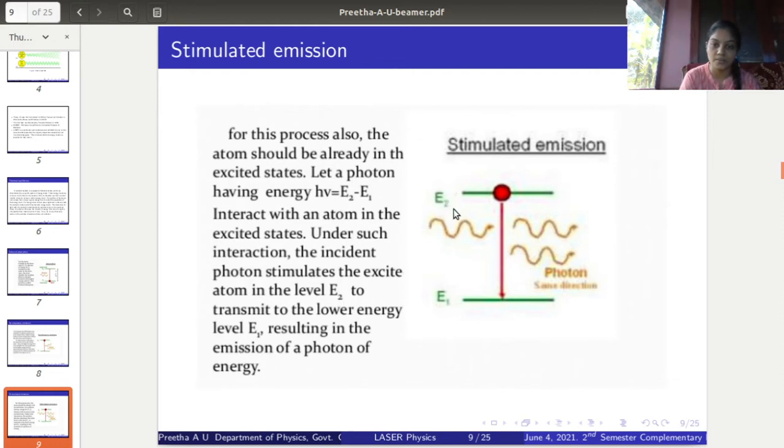These photons stimulate the emission of radiation by this atom. That's why it's known as stimulated emission. But spontaneous emission occurs naturally. It does not need any external photon to trigger this emission. So that's the difference between spontaneous emission and stimulated emission.